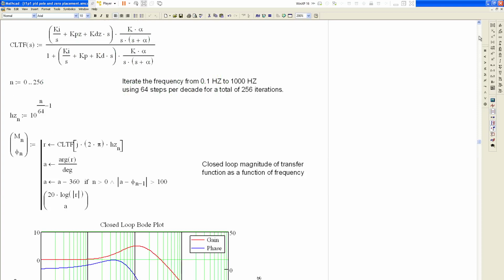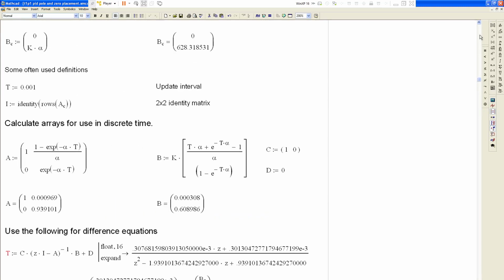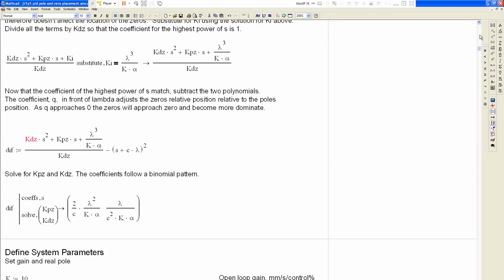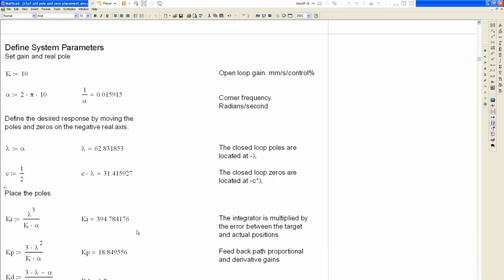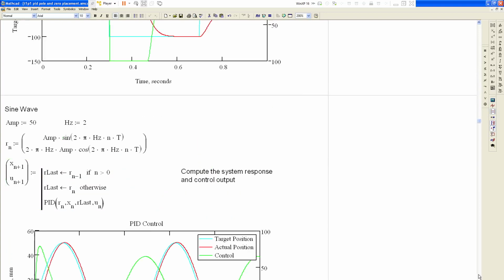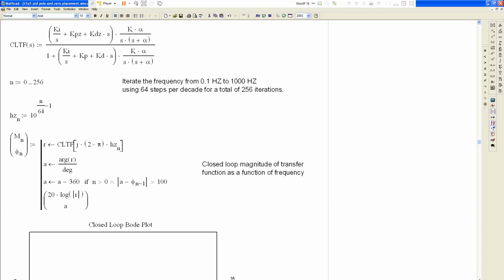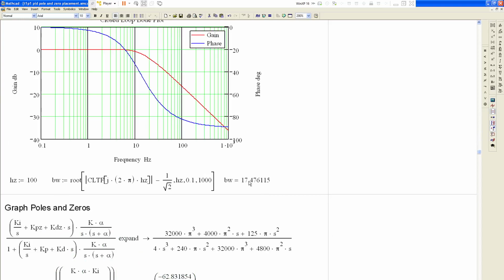So optimal seems to be about 0.8. So let's just go back to 0.8 or 4/5. Oops, went too far. So let's make this 4/5. So now by making the zeros 4/5, you can see that I track pretty closely here. And also my bandwidth has increased from 10 hertz, which is the open loop gain, to 17 hertz.